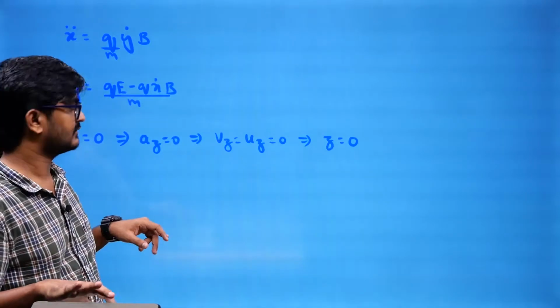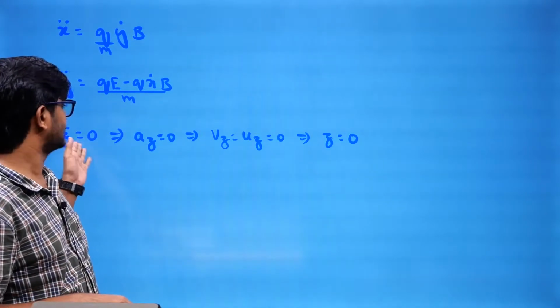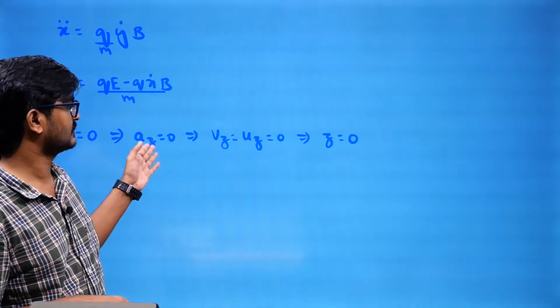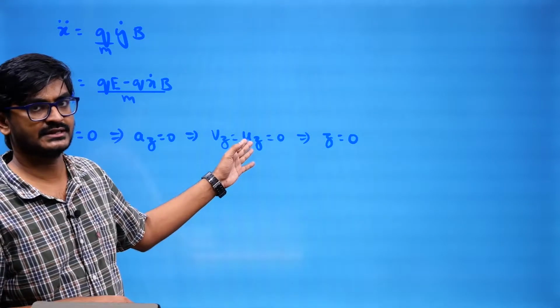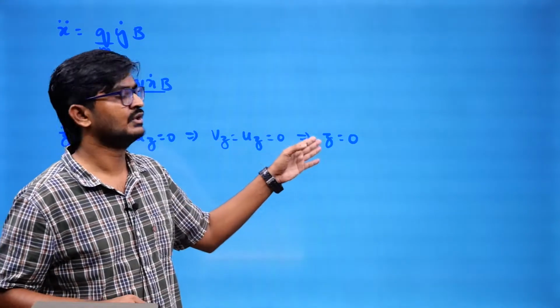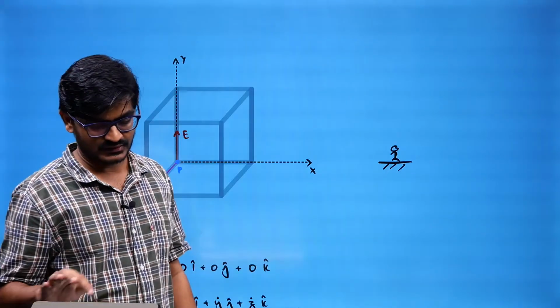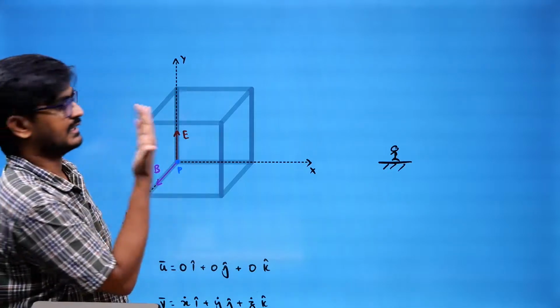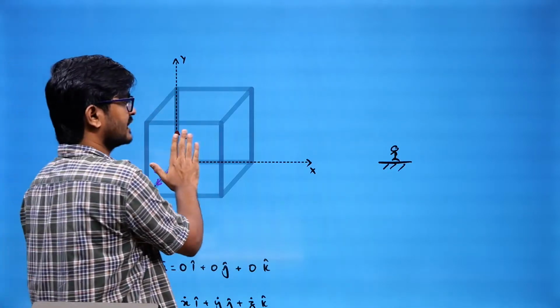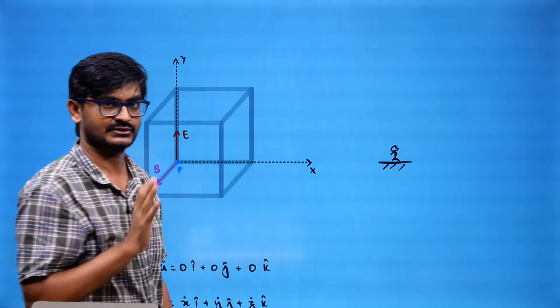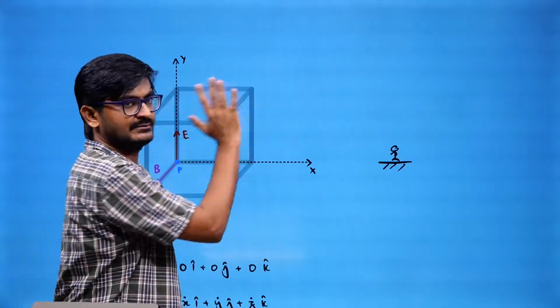Now let us analyze the x axis. Acceleration along the z axis is 0, so velocity along the z axis will be constant, which is 0 initially. So there won't be any motion along the z axis. That is going to be much simpler. Now there won't be any motion along the z axis, so the motion entirely will happen in this plane. That's what we understood. So the motion is going to happen in this plane, and we will see how it is going to happen.